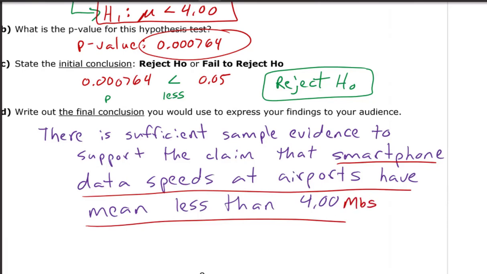So on that right there, basically what have you figured out? From whatever sample they collected, from whatever sample they used to do this test, we've seen that there is enough evidence to support that there is lower data speeds at airports for smartphones. It does look like you're slowed down at the airport. It may not appear to it because we have such fast phones, but the data suggests that it does seem like they're slowed down a bit, or slower than 4 megabytes per second. Okay, that will be our final conclusion right there.